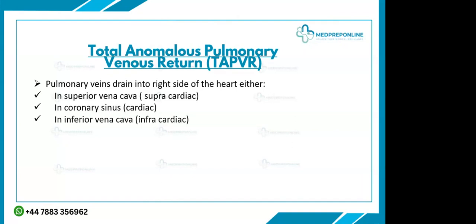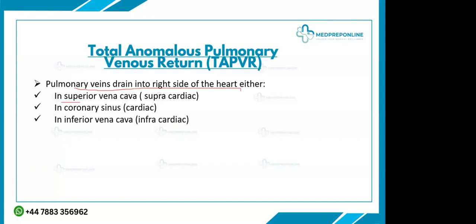The pulmonary veins, which drain oxygenated blood from the lungs into the left atrium, have been switched from the left atrium to the right atrium. So practically, you are not receiving any oxygenated blood from the lungs into the left atrium, and then to the left ventricle, and then into the aorta and systemic circulation. So what is going to happen? Pulmonary veins drain into the right side of the heart.